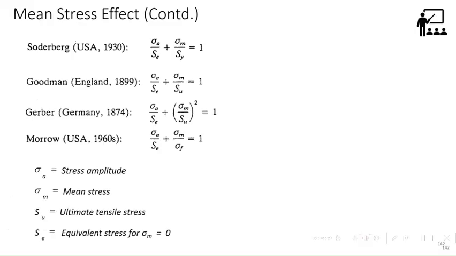So what exactly does it say? S_a is the stress amplitude of the applied stress. S_m is the mean stress of the applied loading. Then S_u is the ultimate tensile stress of the material. Then S_e is the equivalent stress for sigma min equal to 0. So this is very tricky to explain. Does anybody know what equivalent stress means?